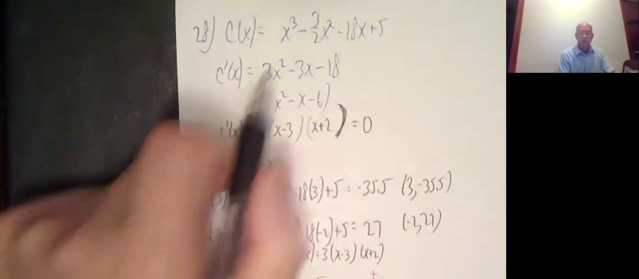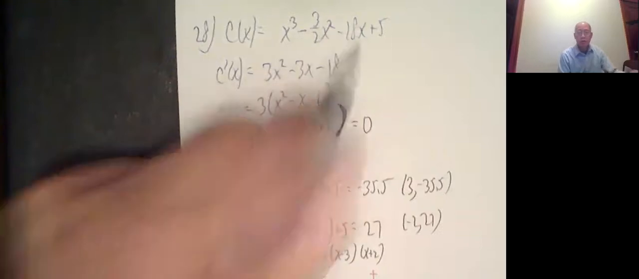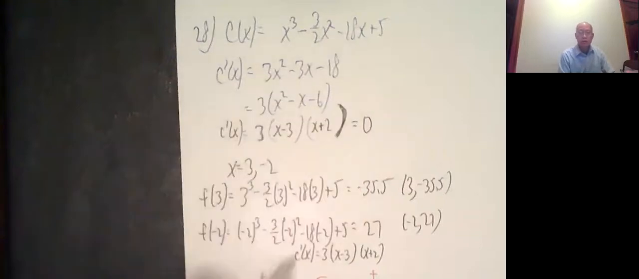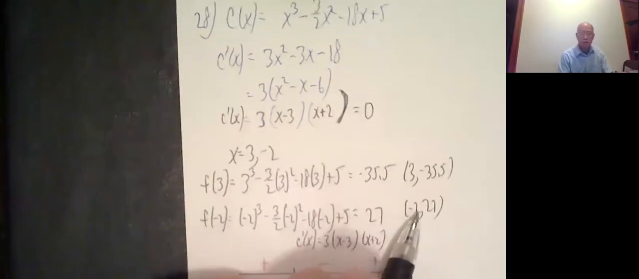Same thing for negative 2. Put a negative 2 here, here, here. Negative 2 cubed minus 3/2 times negative 2 squared minus 18 times negative 2 plus 5. Grind it out, it's 27. So (-2, 27).